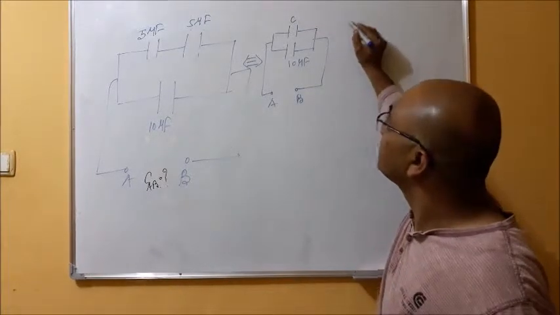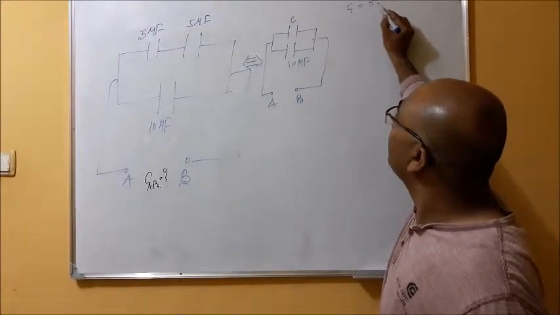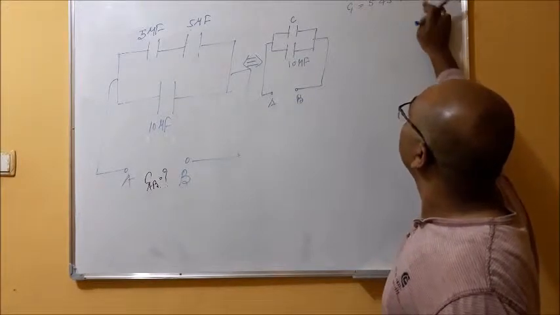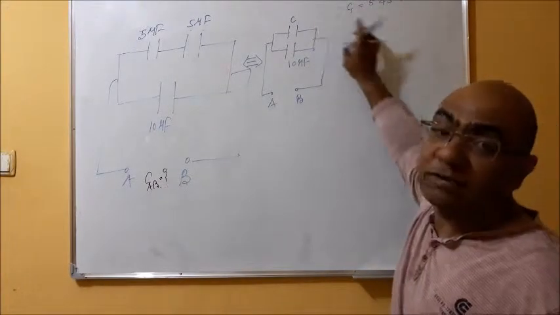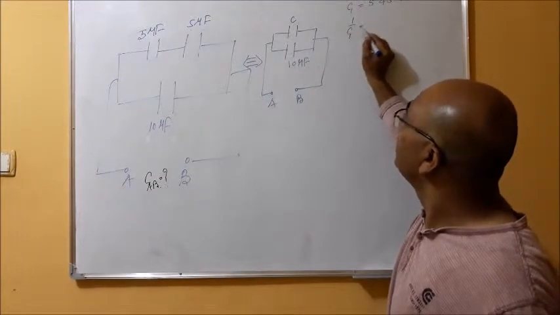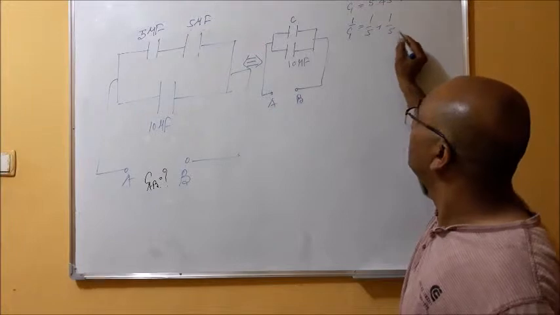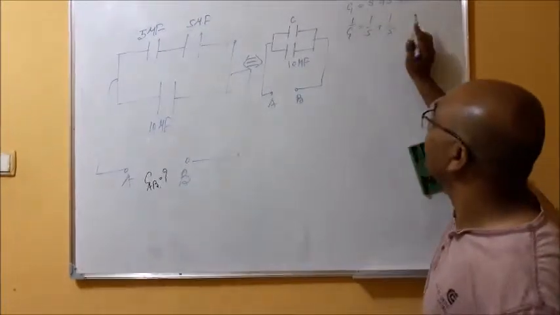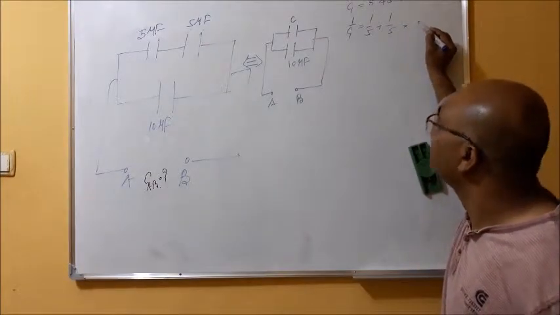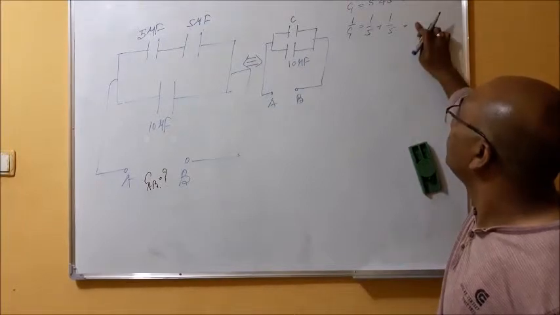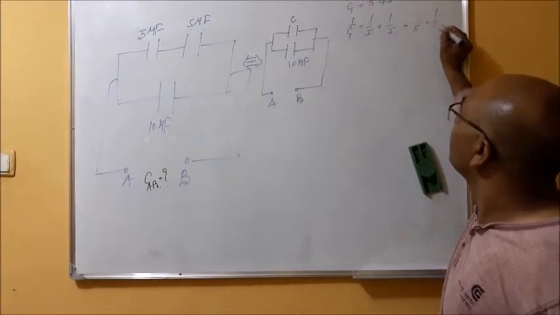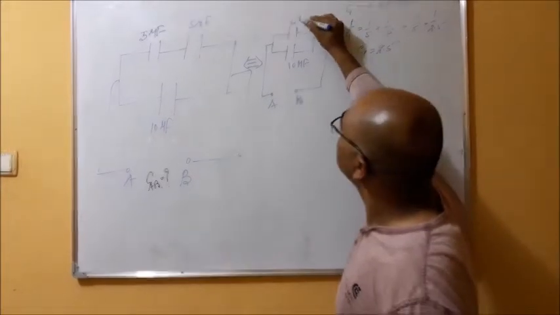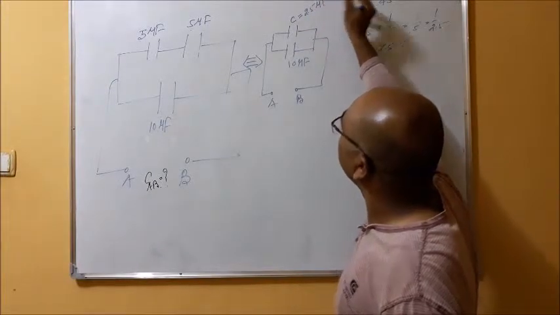Suppose C1. So what is C1? C1 is when 5 and 5 are in series. So their combination is given by C1. What will be the value of C1? We have the formula: 1 upon C equivalent is 1 upon first capacitor plus 1 upon second capacitor. When you solve this, you will get 2 upon 5, so 1 upon 2.5. So C1 will be 2.5 microfarad.